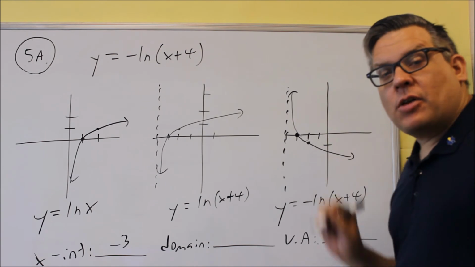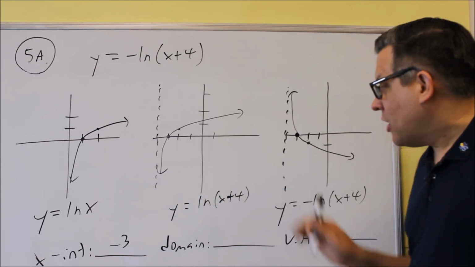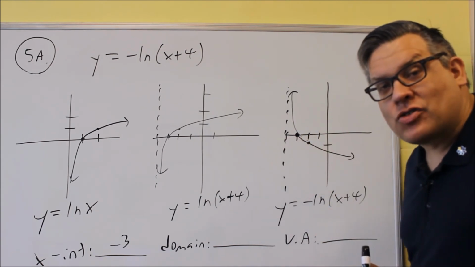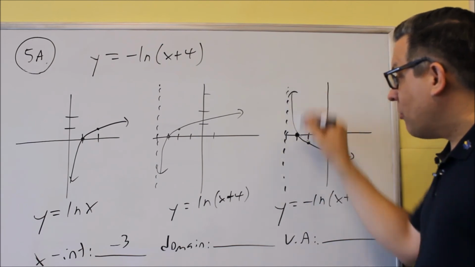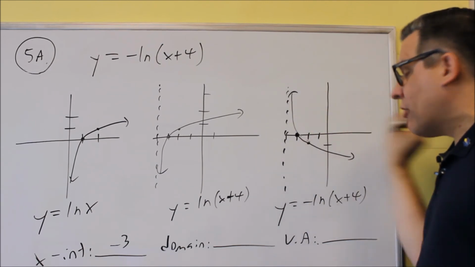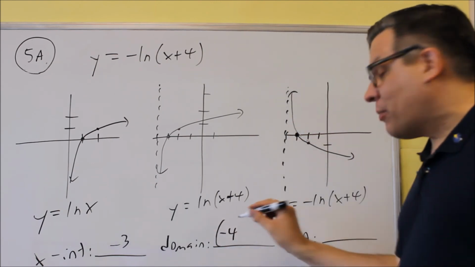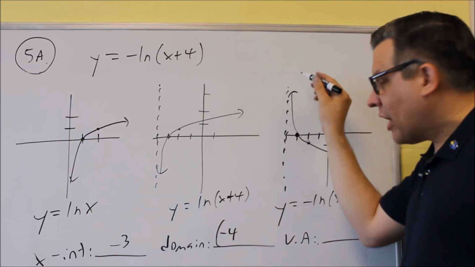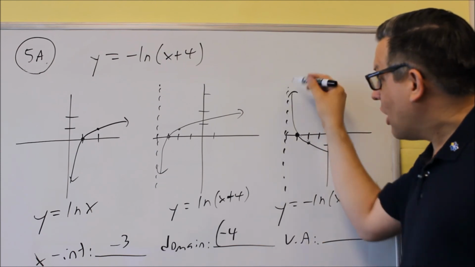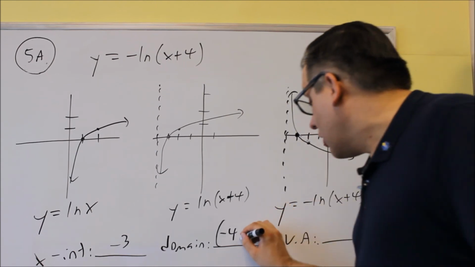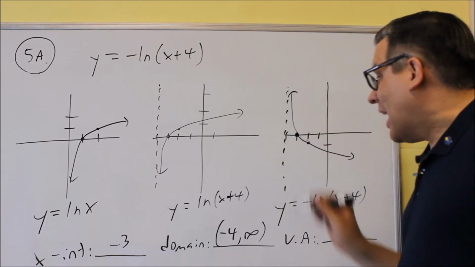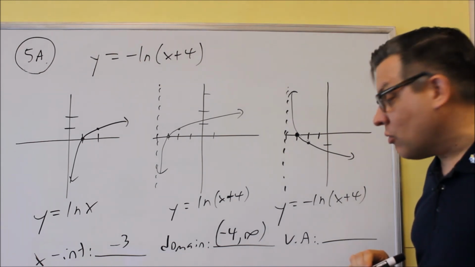Now for the domain, I'm going to get that off the graph as well. Domain is talking about the x values that the graph is using. It starts from negative 4 and goes everywhere to the right. We have to put a parenthesis on negative 4 because, since there's a vertical asymptote, the graph will never actually reach that point. So negative 4, and it's going to go to positive infinity since everything is going to the right.